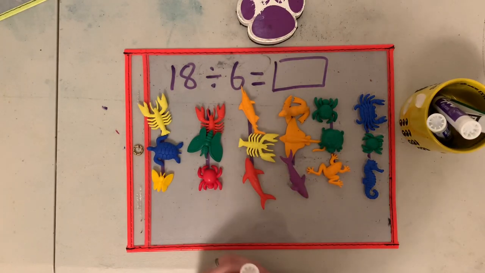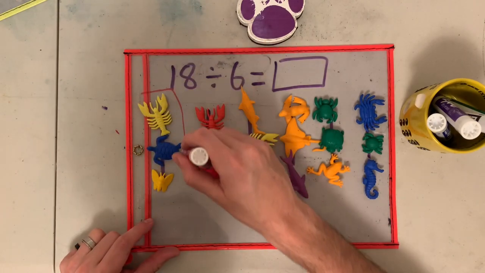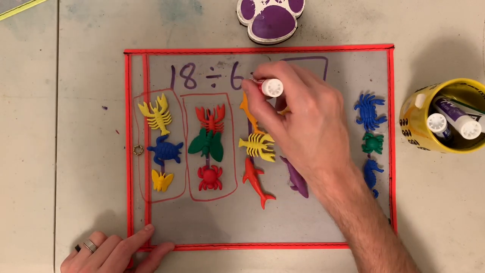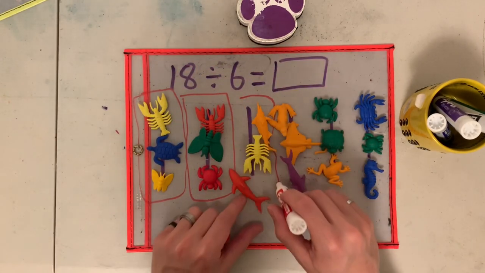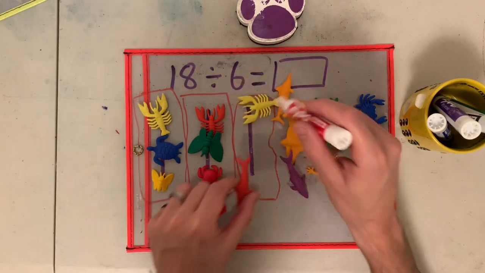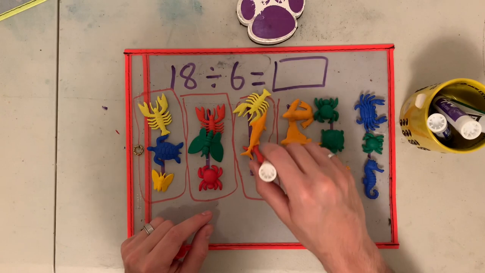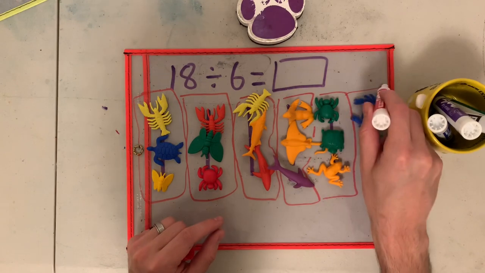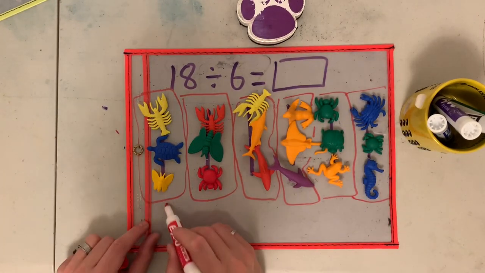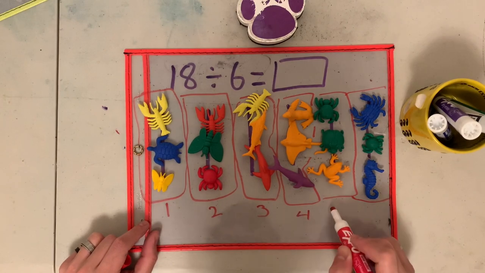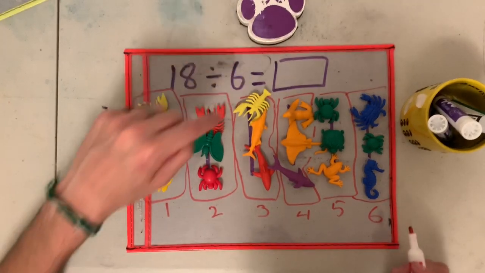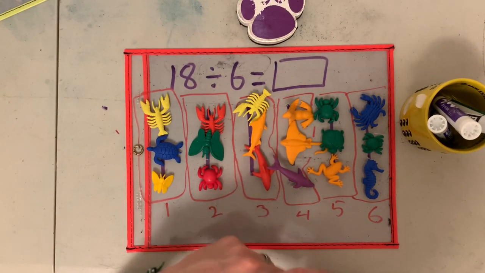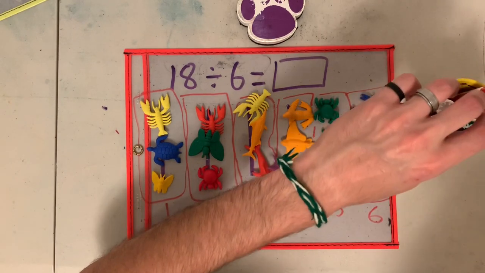So if I look at this, I have one line right here. I have another line here. I have another line here. I take all the toys. I have another line here. I have another line right here. I have another line right here. And I have the last line right here. So I have 1, 2, 3, 4, 5, 6 lines. But the question is, how many flowers are in one line? ¿Cuántas flores hay en cada fila, on each row?